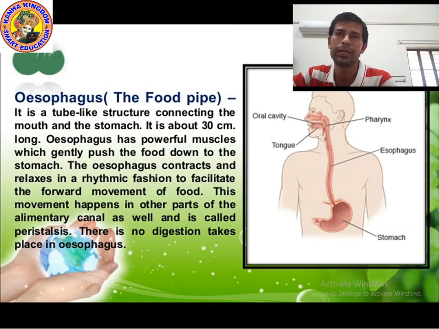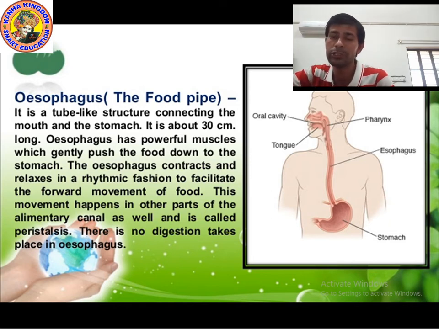Or you can also write the spelling without the O. You don't need to use the O. You can also write the spelling E-S-O-P-H-A-G-U-S, or you can write O-E-S-O-P-H-A-G-U-S. Okay, esophagus is also known as the food pipe.